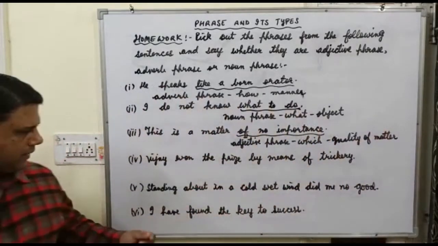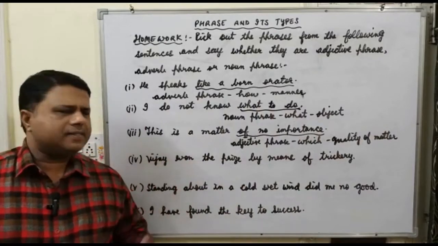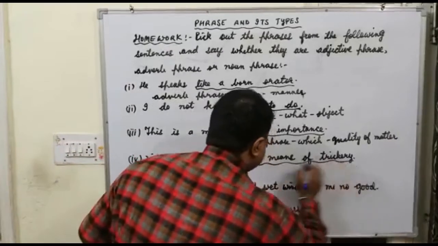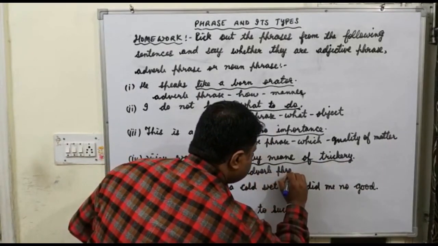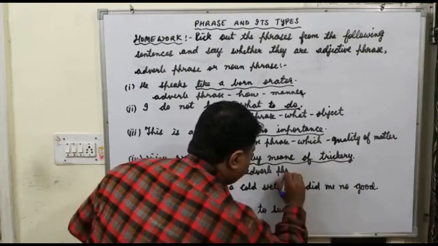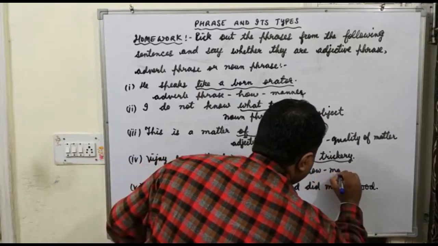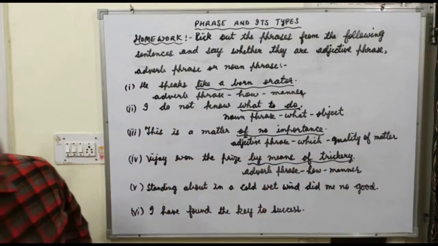Moving on to the third part. Vijay won the prize. How Vijay won the prize? By means of trickery. So by means of trickery is an adverb phrase, and it tells us how. So again, it gives us the answer of manner.